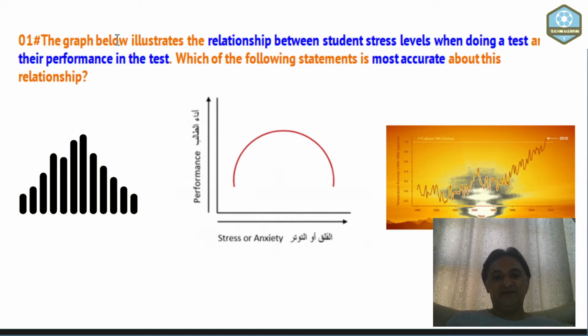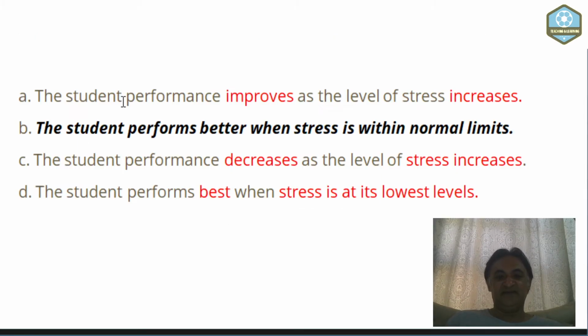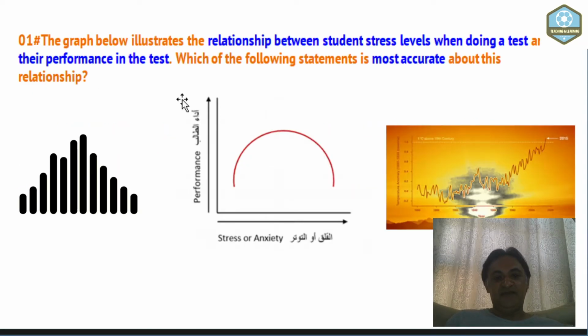The graph below illustrates the relationship between student stress level when doing a test and their performance in the test. Which of the following statements is most accurate? Now, the statements I will give you in the next slide. These are the statements from which we have to find the most accurate. I'll tell you how you have to find this most accurate statement.